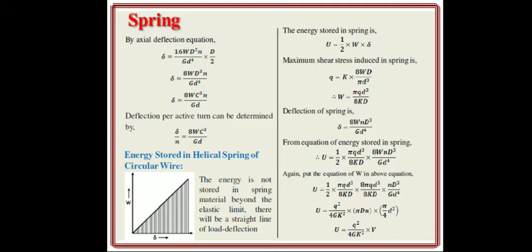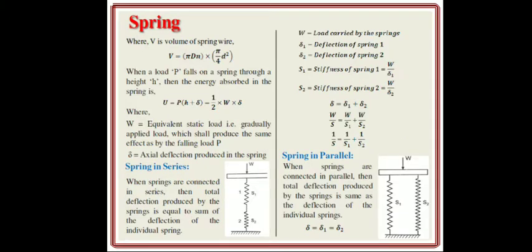So again putting the equation of W in the above equation, finally you will get U is equal to tau square divided by 4G K square into V. As this unit contains many formulas, you need to remember this formula to solve the problem. Now here V is the volume of the spring wire, and to find the volume, it is pi D N into pi by 4 d square.